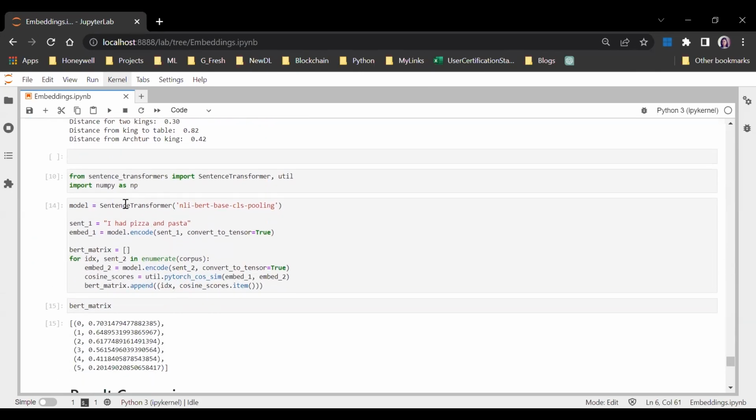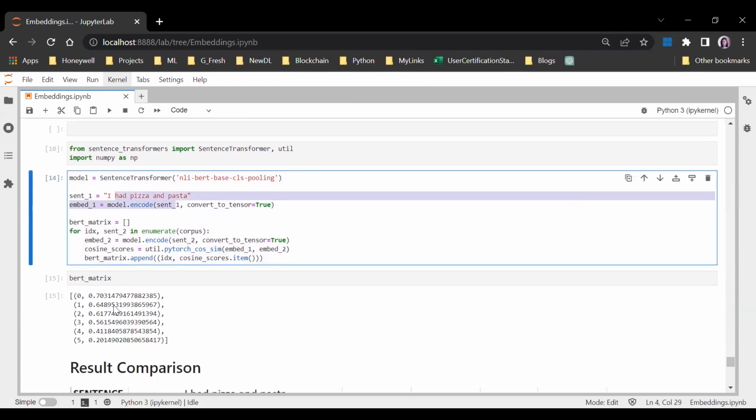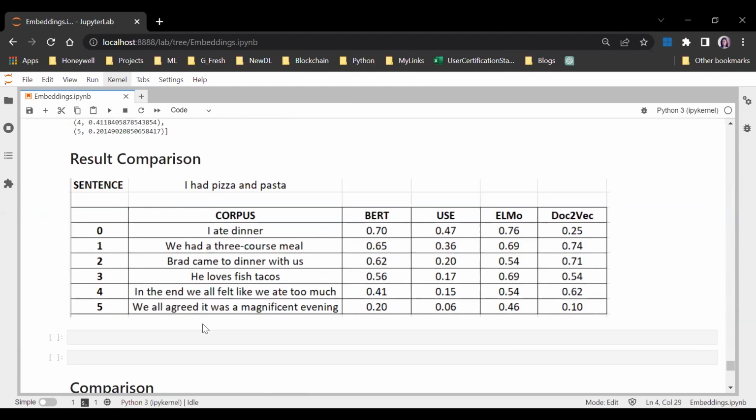If using this sentence transformer or BERT, we can see the similarity score of our query sentence, I had pizza and pasta, with respect to the other corpus sentences. Here is a quick comparison of the similarity scores for the four models that we have used. Just for example purposes, our query sentence was I had pizza and pasta, and here we see that ELMo is giving a better similarity score as compared to BERT for I ate dinner. Likewise, we can get the similarity score for other sentences as well.